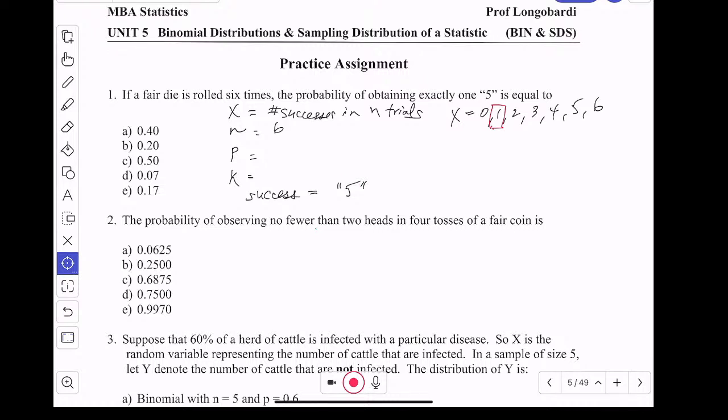So what's the probability of a 5? So P is the probability of getting a 5 each time I try.